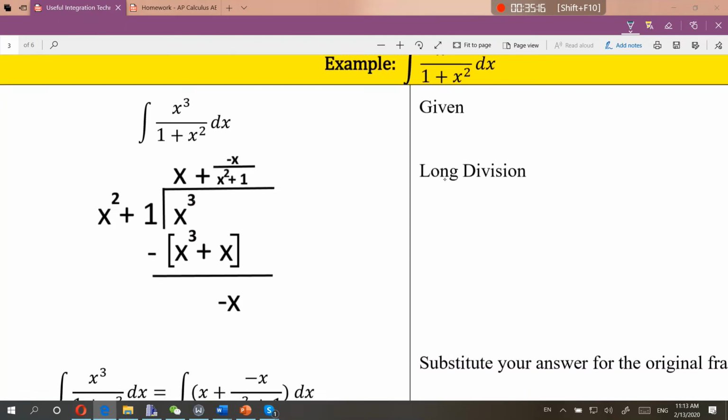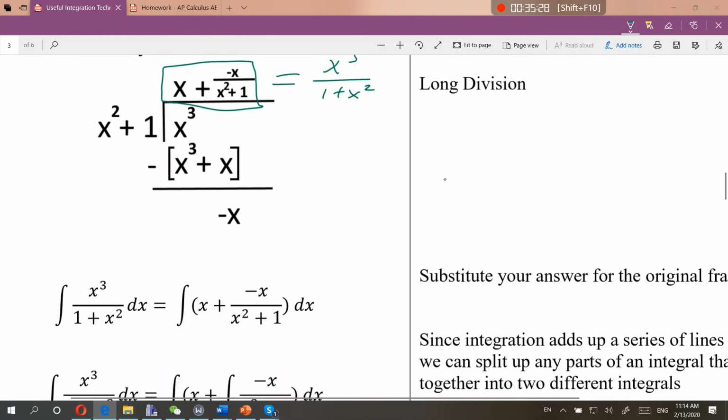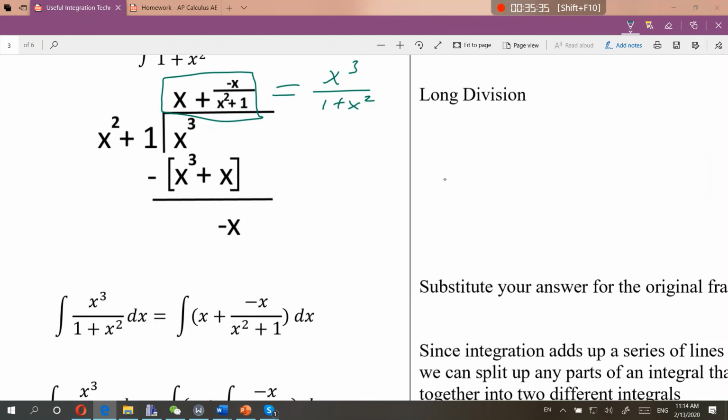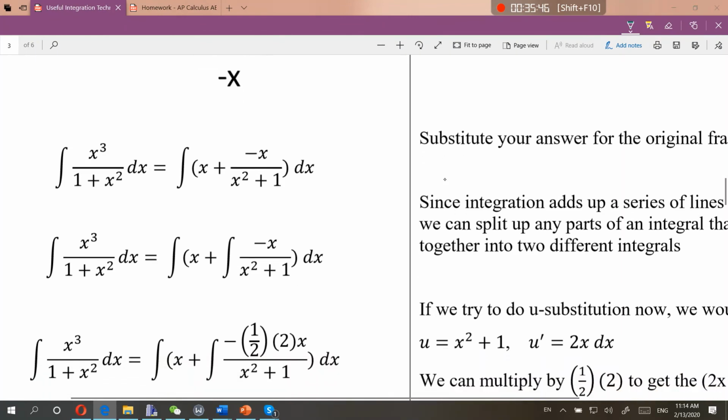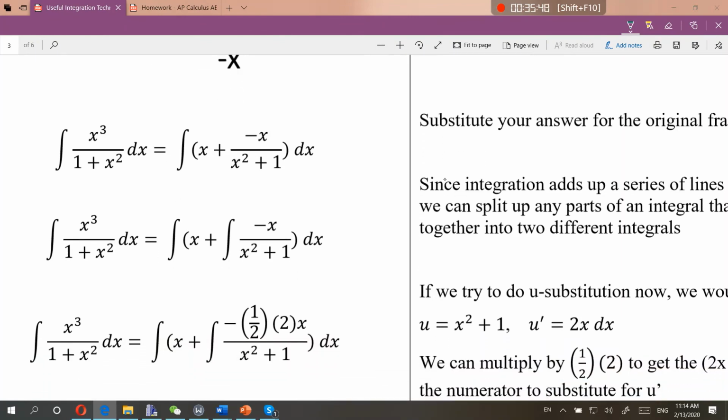Okay, so this is equal to my original x cubed over 1 plus x squared. We've just broken this apart, which means I can integrate. If I wanted to integrate my original function, x cubed over 1 plus x squared, that's the same thing as integrating x plus negative x over x squared plus 1. Because I'm adding, I can split that up into two separate integrals. This one's easy with just the power rule, but this one, I could integrate using u-substitution.